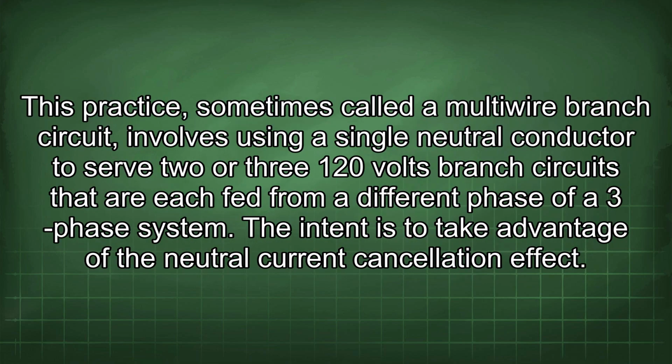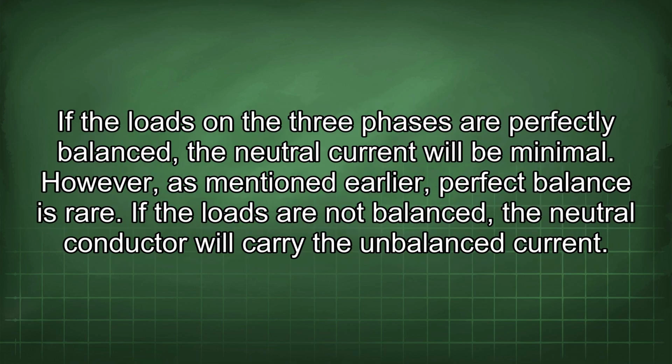This practice, sometimes called a multi-wire branch circuit, involves using a single neutral conductor to serve two or three 120 volt branch circuits that are each fed from a different phase of a three-phase system. The intent is to take advantage of the neutral current cancellation effect. If the loads in the three phases are perfectly balanced, the neutral current will be minimal. However, as mentioned earlier, perfect balance is rare. If the loads are not balanced, the neutral conductor will carry the unbalanced current.